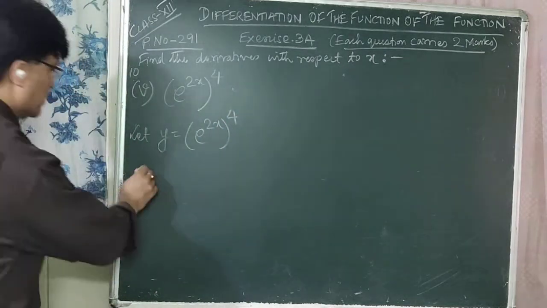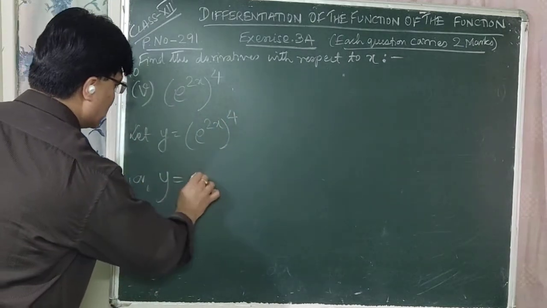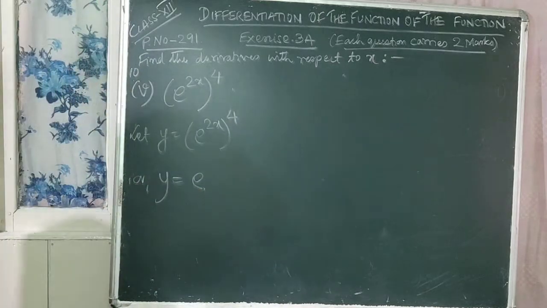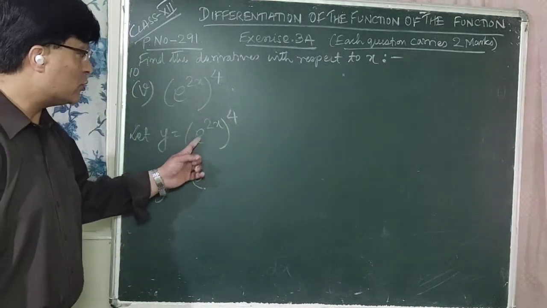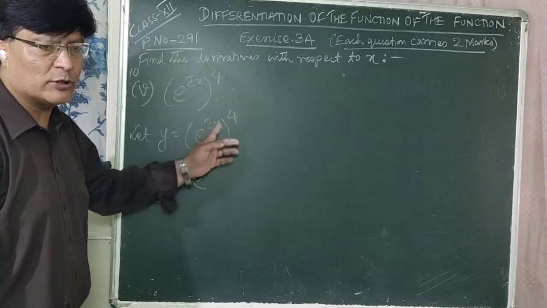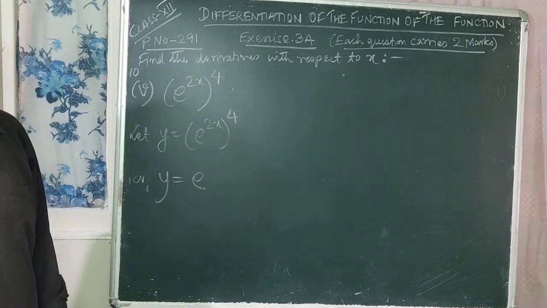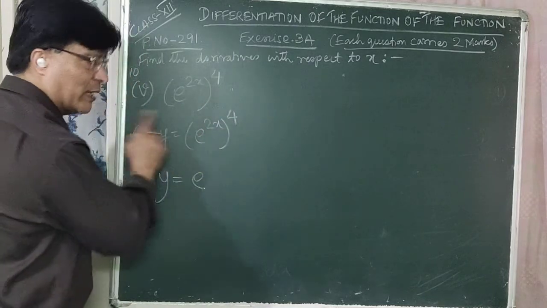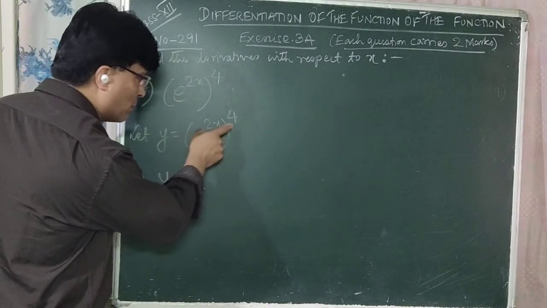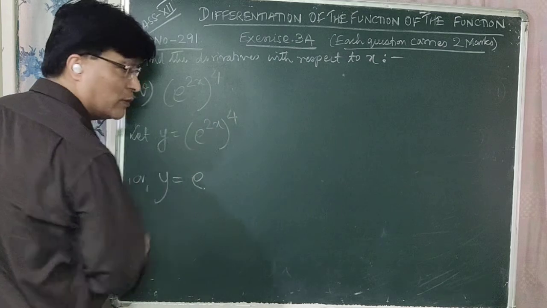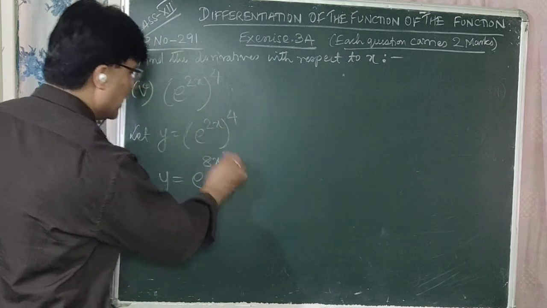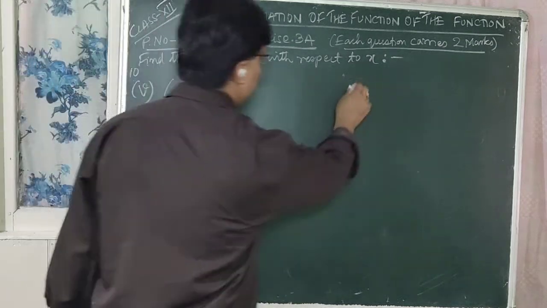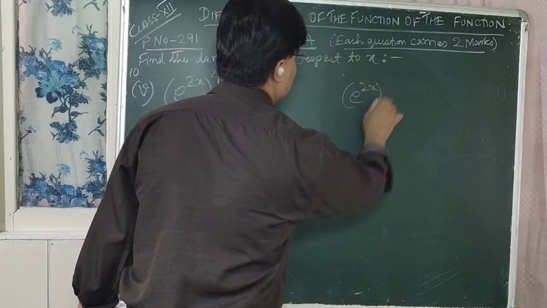So how will you simplify it? Or y is equal to e to the power, how can you simplify it? Whether it is e to the power 16x or e to the power 8x. So what is the simplification? So (e to the power 2x) whole to the power 4 means you have to multiply these two numbers. That is 2x into 4. What is it? 8x.